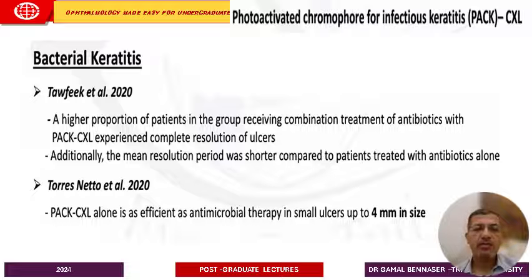with the different ways of administration. Now I have finished this part of the lecture regarding fungal keratitis, and the next session will be regarding viral keratitis.